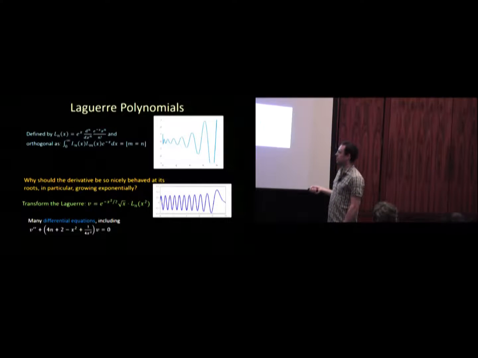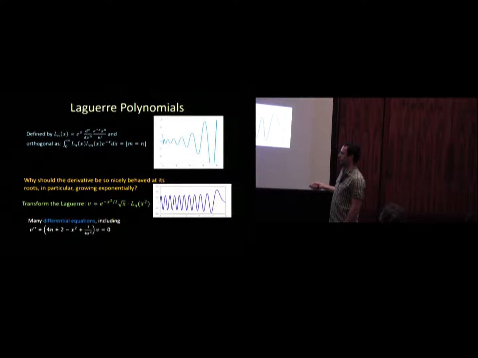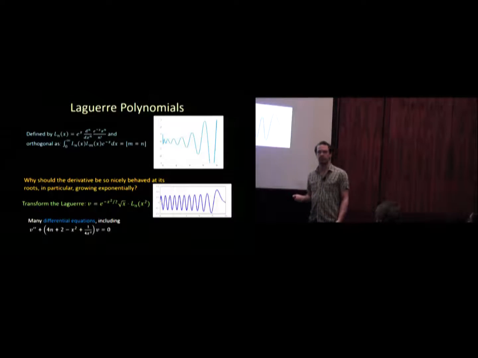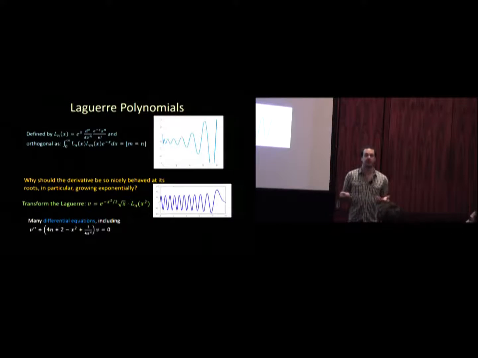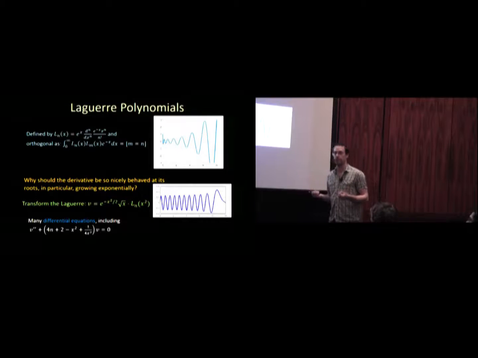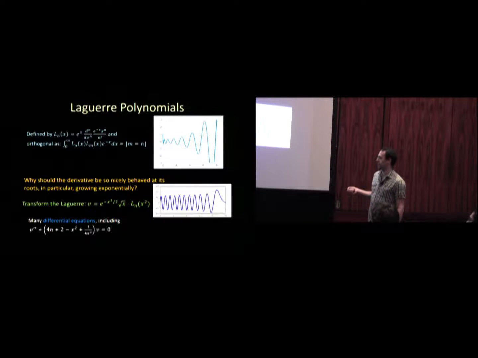So v double prime plus a constant, 4n plus 2, times v equals 0. Sorry, plus 1 over x squared terms and a v prime term. Ignoring the x squared and the 1 over x squared for the moment, v double prime plus a constant times v equals 0. Do we know this differential equation? I'm seeing nodding. This is the differential equation for sine and cosine. So if we ignore these things, this is exactly the differential equation for sine and cosine.